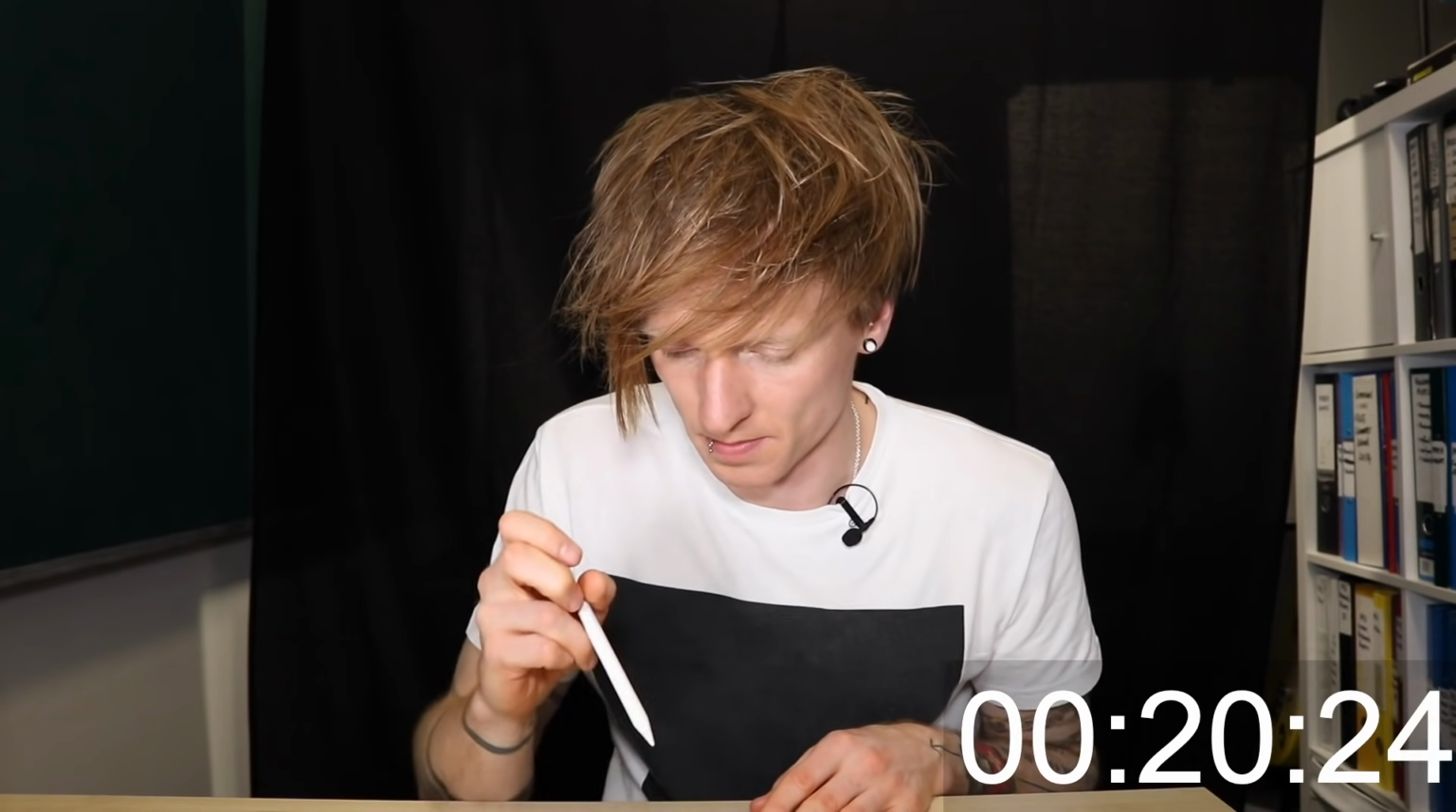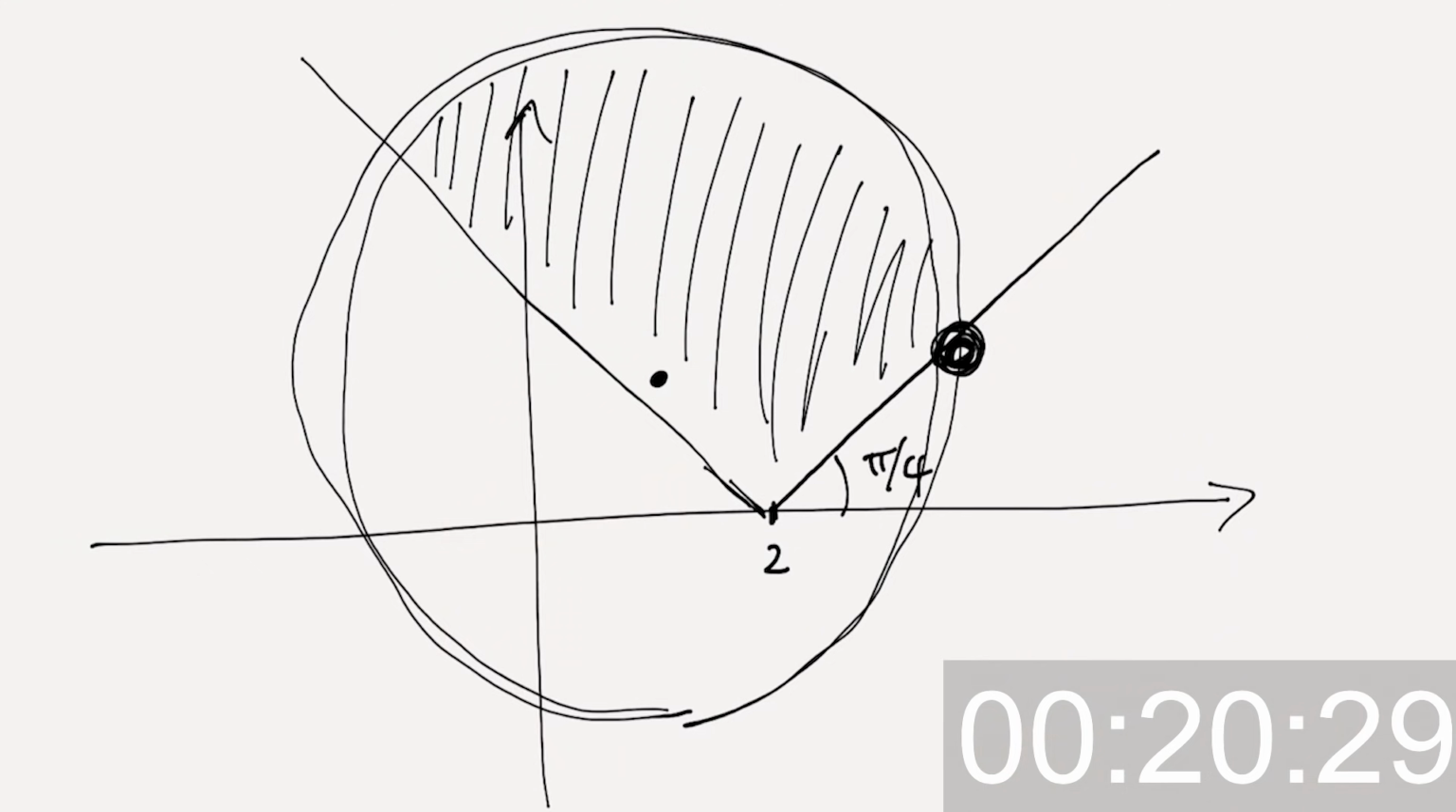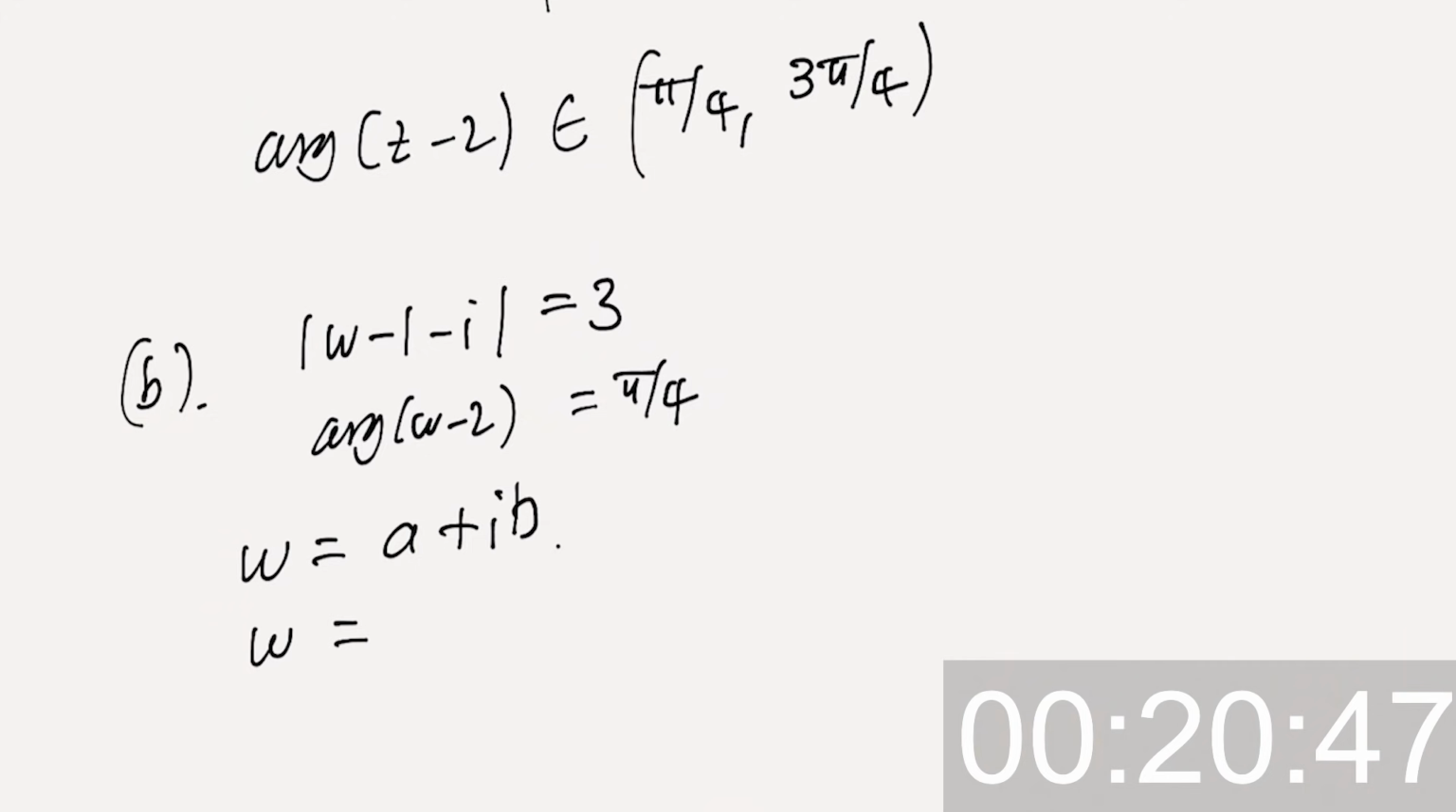But then because I know that W has argument pi over 4, that's the line y equals x minus 2. So if W has to look like that, my real part, which is x, which is a, has to lie on that line. So W is a plus i times (a minus 2). So that's the argument bit.